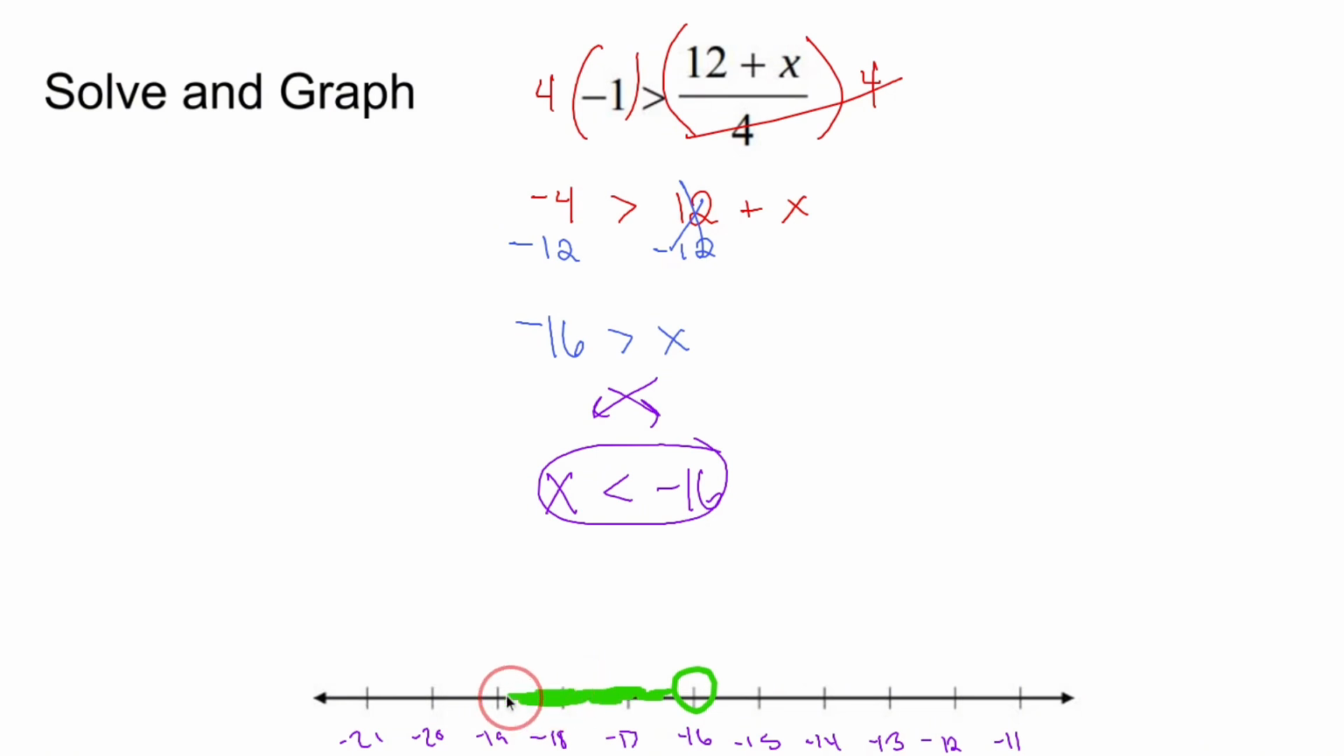Now, what this green shaded arrow indicates is any number that is smaller than -16, like -20, like -1,000,000, I can plug into the original equation and this will give me a true statement. I'm not allowed to include -16, but I'm allowed to include like -16.01. Anything smaller than it will do just fine. So that's how you solve and graph this inequality.